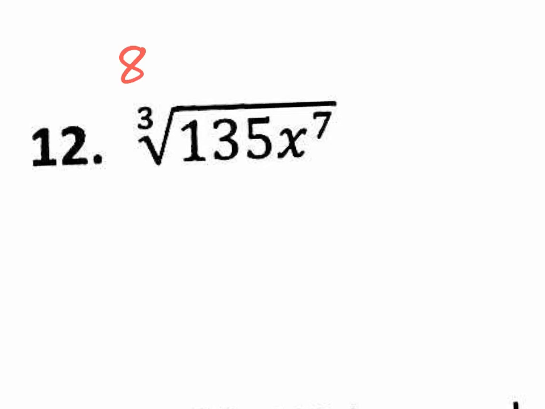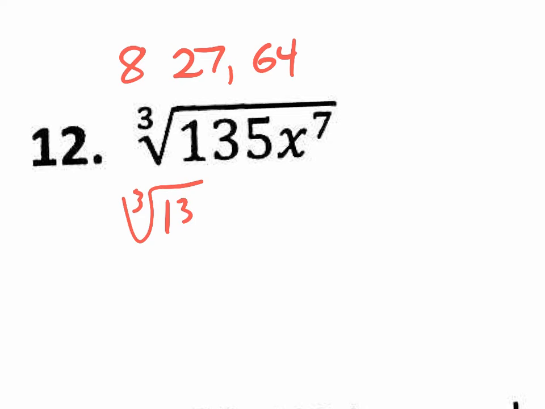2 times 2 times 2 is 8. 3 times 3 times 3, 27. 4 times 4 times 4, 64. And 125 is already too big. So with your calculator, do 135 divided by one of those guys. Step 1 is to do this. Split it up.